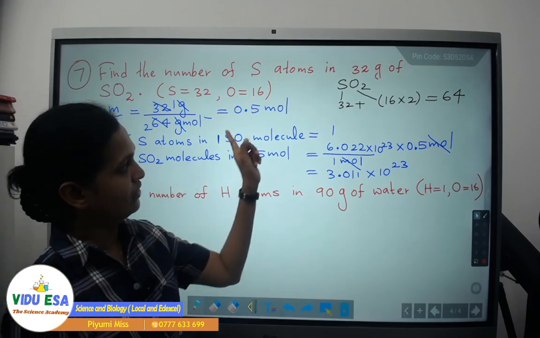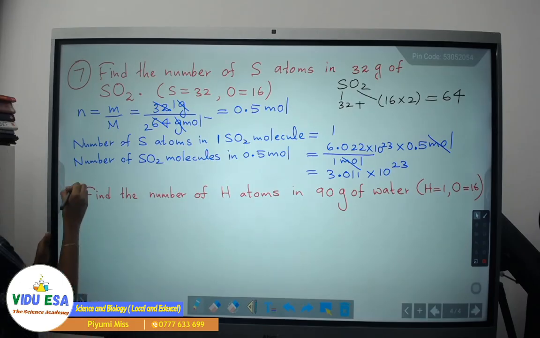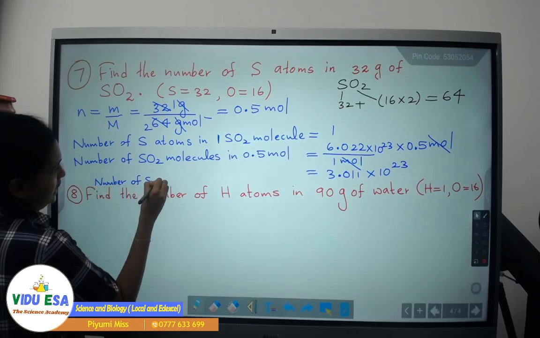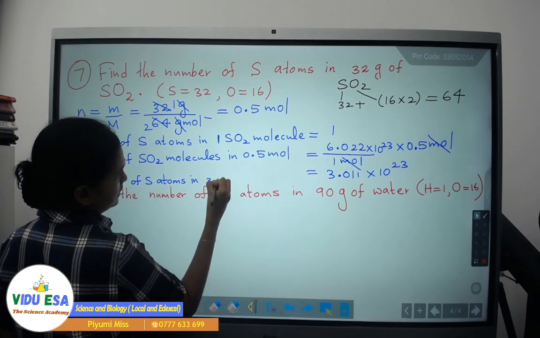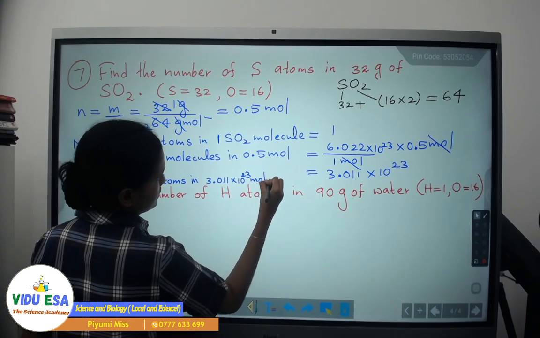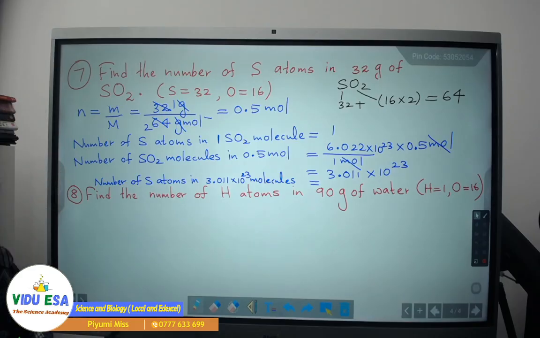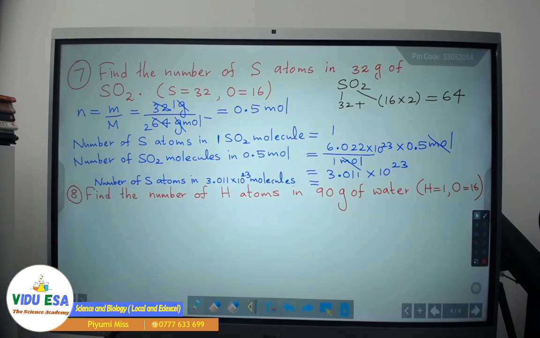In one molecule, we find one sulfur atom. And we can say number of sulfur atoms in 3.011 into 10 to the power 23 number of molecules. Clear? So the answer is 3.011 into 10 to the power 23. Hands up those who got the answer 3.011 into 10 to the power 23.